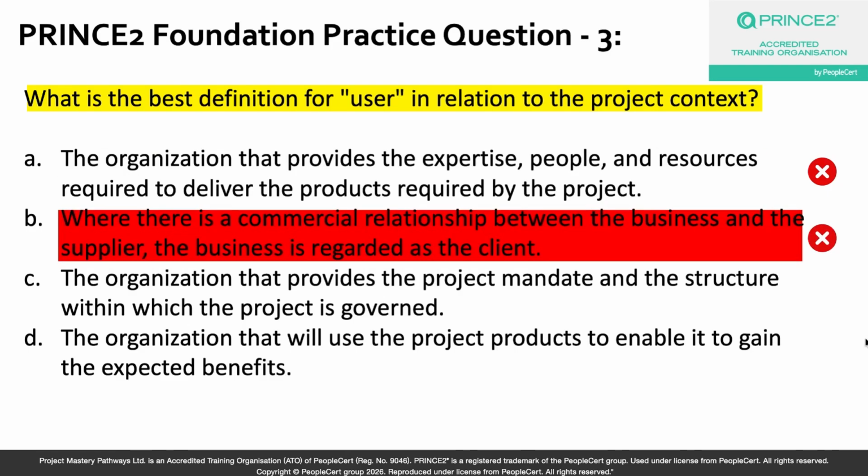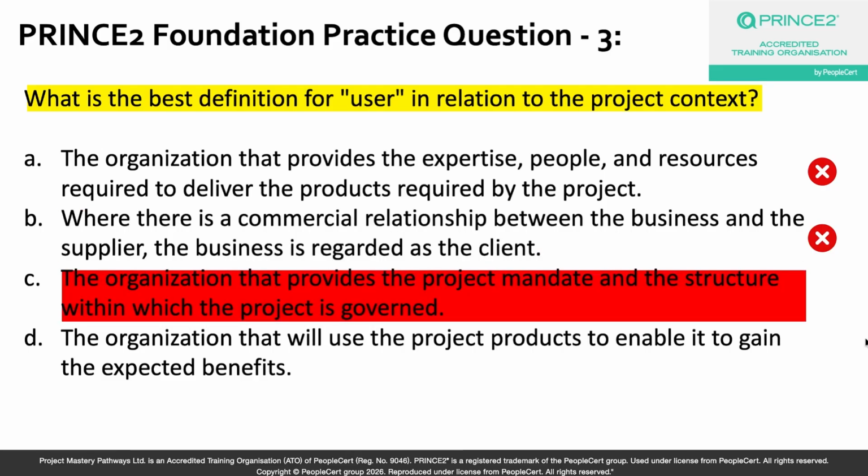Let's look at option C. The organization that provides the project mandate and structure within which the project is governed. Now, if you really think about it, who provides the mandate and the governance structure, right? That is the business, okay? The business is the one with the strategic objectives, the funding, and the authority to commission the project in its first place itself, okay? Again, a perfectly valid PRINCE2 definition, but it is the definition of the business, not the user.